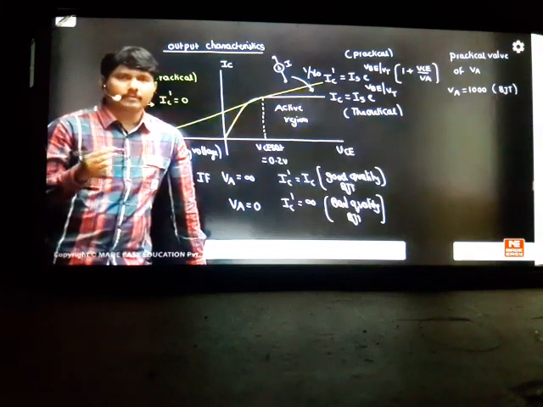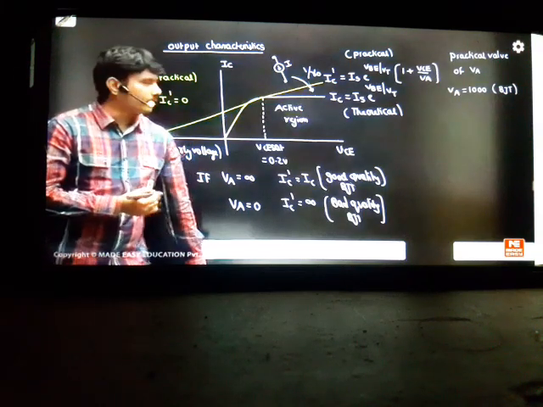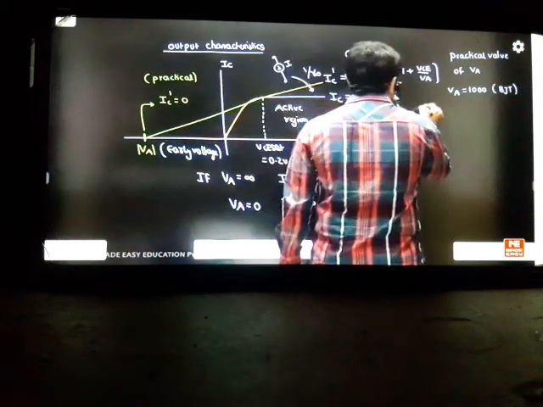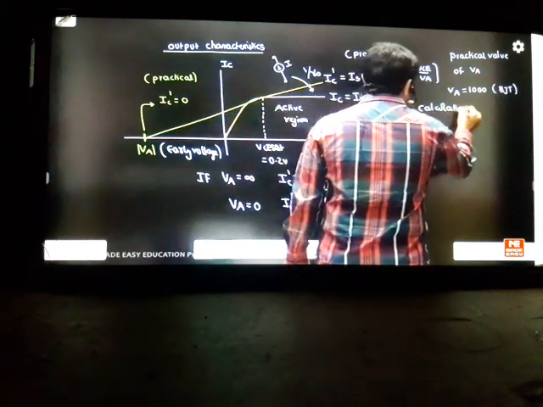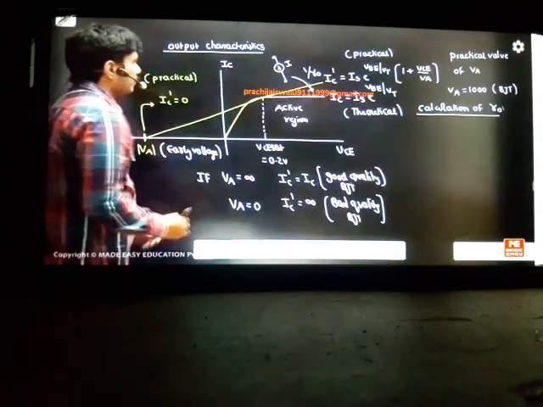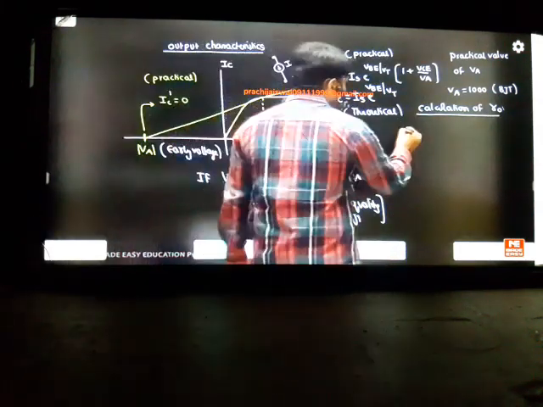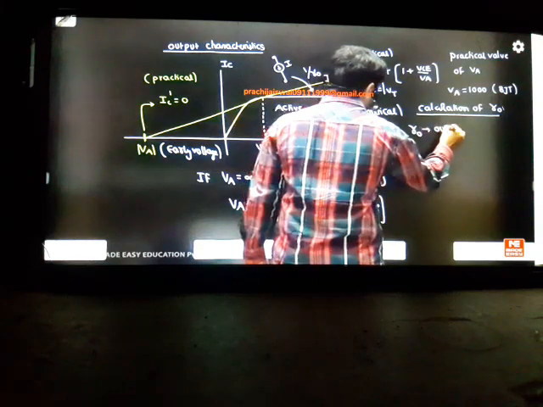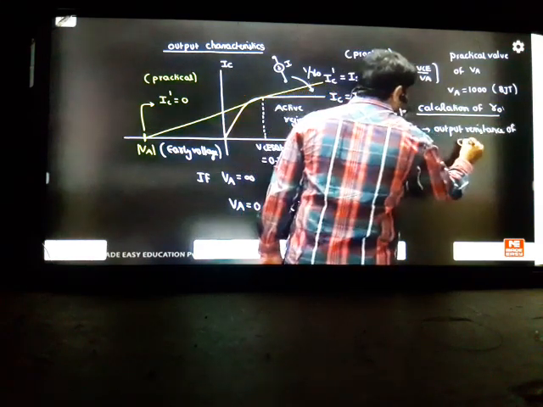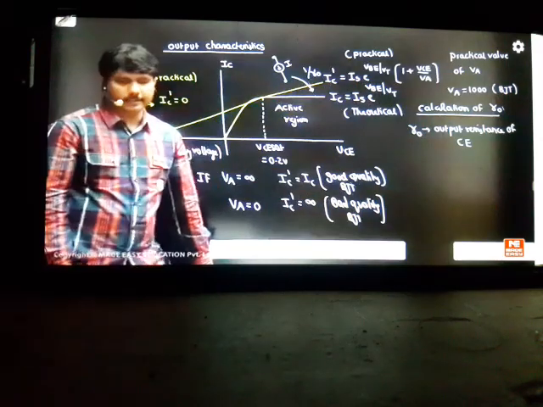Now let us find a formula to calculate the output resistance. That is the main job for today's class. With the help of the early voltage, the examiner will ask you to calculate the output resistance from the slope. So, calculation of R naught. What is R naught here? It is nothing but the output resistance of the common emitter.